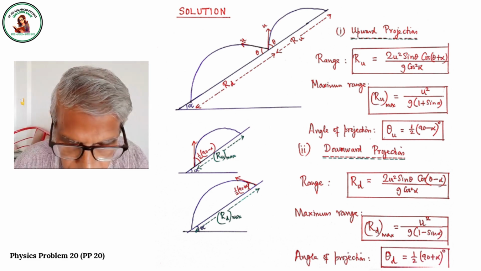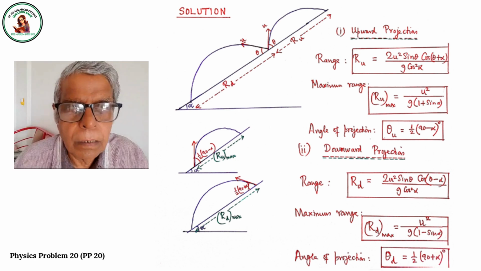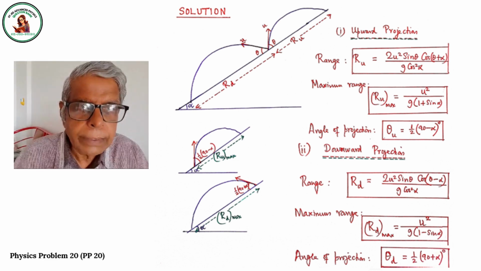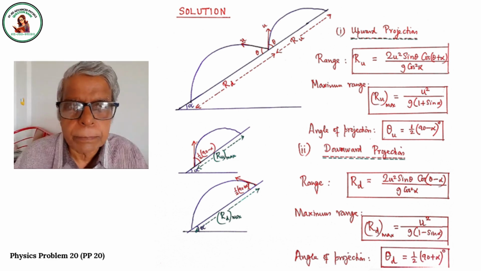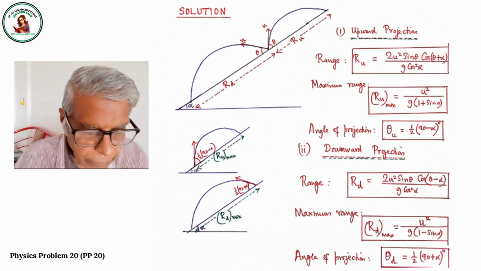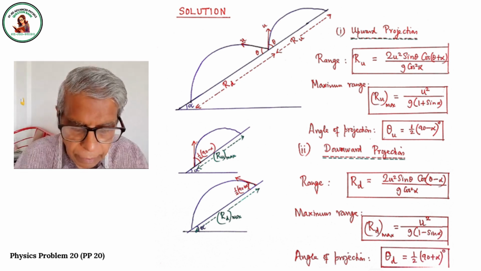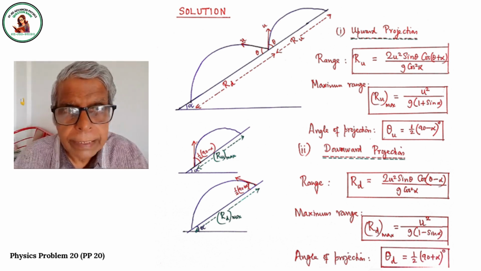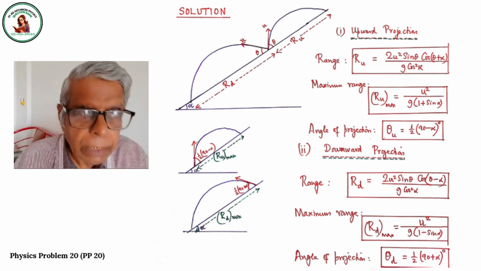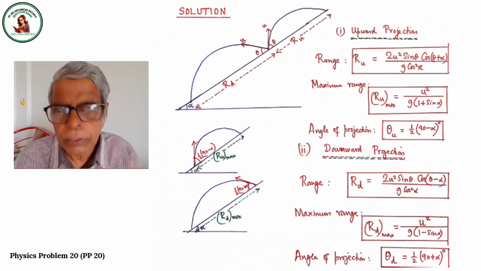But as far as IIT is concerned, proof is not that important. Rather than the proof, the application of the formula is more important. Now also take note that we have quoted the formula in terms of angle theta, that is angle of projection, with respect to the inclined plane. But some textbooks may give the formula taking the angle of projection with respect to the horizontal.